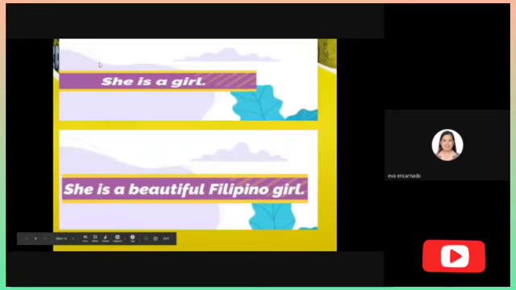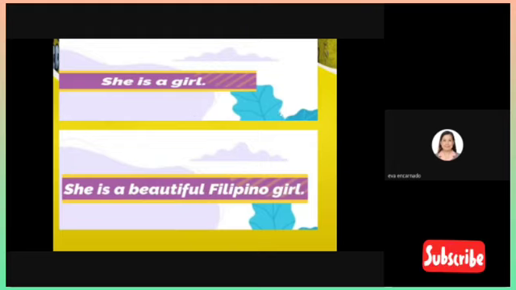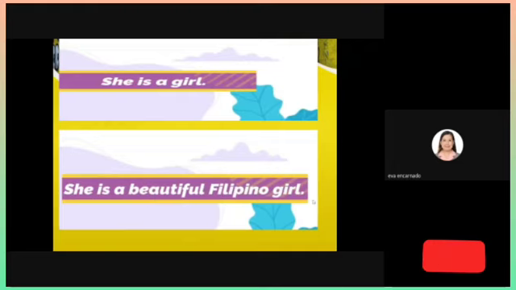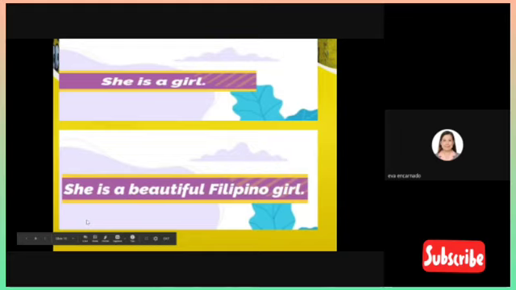So for example, class, if you want to make your sentence interesting or you want to add more information para mas madaling ma-imagine ng tao yung sinasabi mo, you have to add adjectives. Ito, simple sentence lang siya. She is a girl. Sinabi mo lang she is a girl. Because you want to add more adjectives in your sentence, you can say, she is a beautiful Filipino girl. Okay? You add the adjectives, beautiful and Filipino. Di ba? Mas masarap pakinggan. Mas madali siyang ma-imagine. Binigyan mo ng more information about the girl.